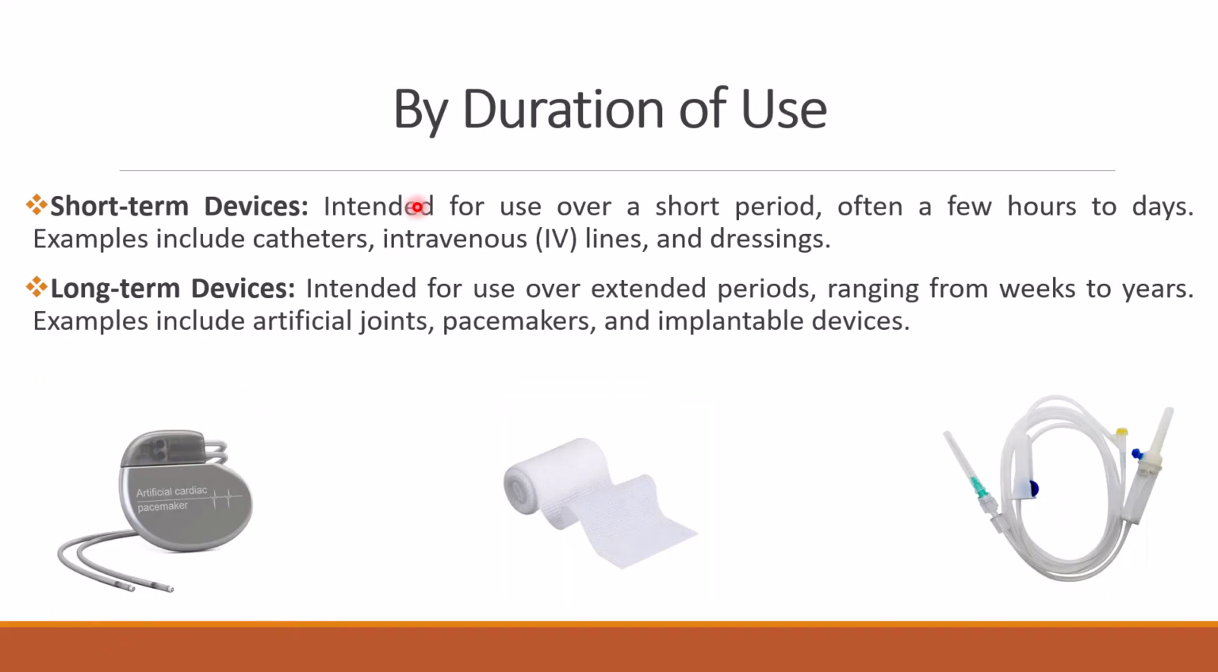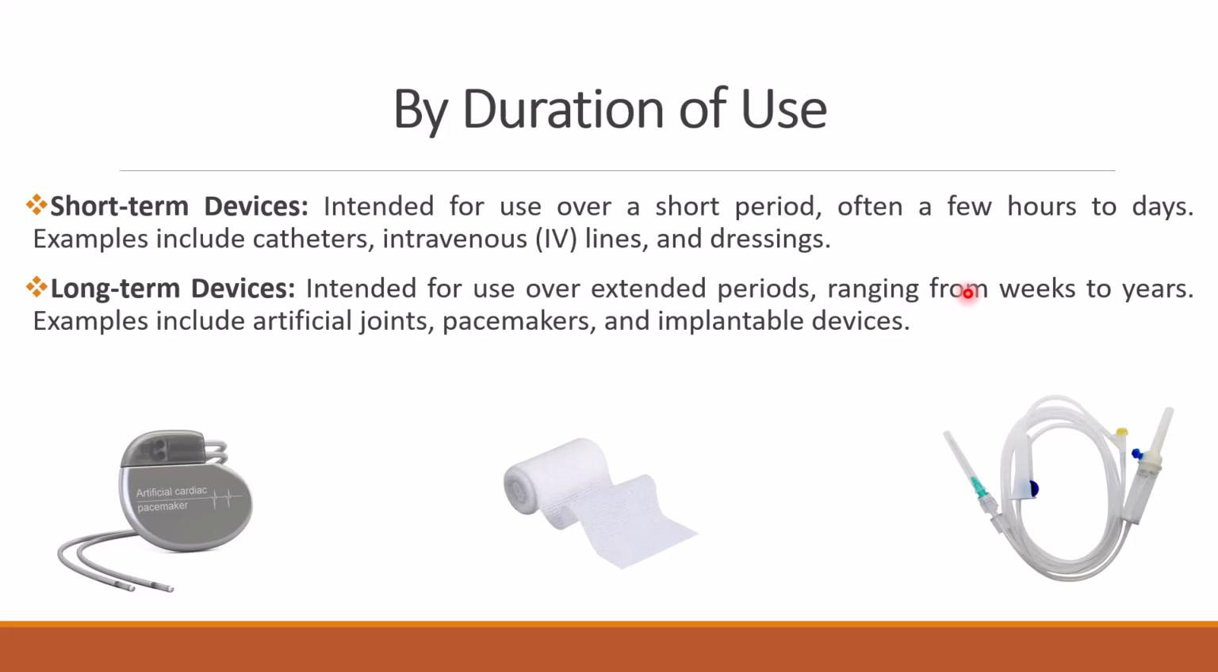This classification will be according to the duration of use. We have short-term devices and long-term devices. According to the literature, short-term devices are like IV lines and dressings, including catheters, in one word, the disposable things. We have the long-term devices, like artificial joints, pacemakers, and implantable devices, the hip joint for example, or the dental implant.